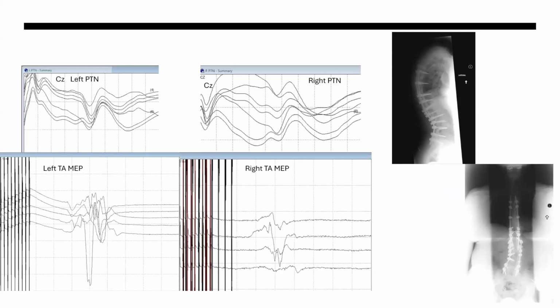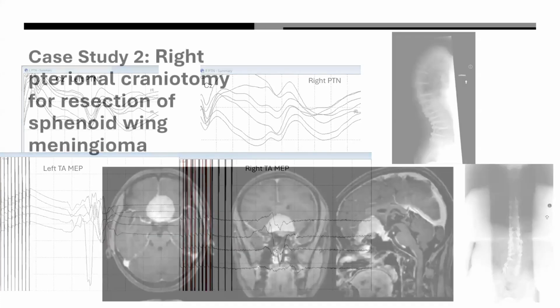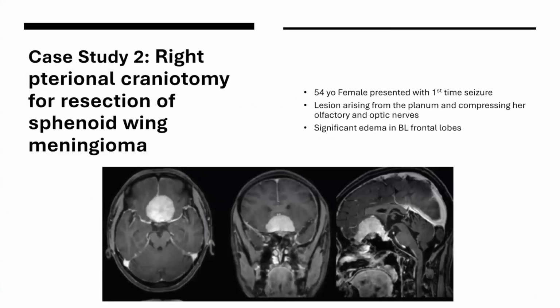So here, neuromonitoring guided more kind of detective work from the surgeon standpoint to figure out what was happening with the patient. And we were able to actually do this beautiful correction a few weeks later, and the patient was doing great. The next case is a pterional craniotomy for sphenoid wing meningioma.